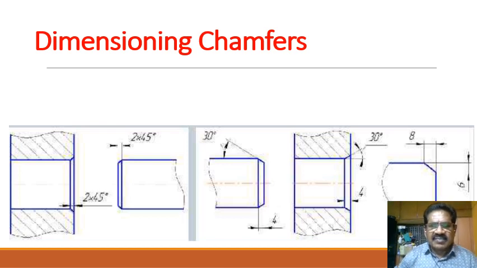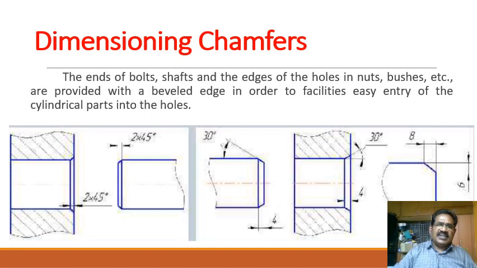Again here, if the chamfer is not at 45 degrees, you have to specify the angle. Here they have put it as 30 degrees. Generally it is 30 degrees or 60 degrees. Sometimes you can specify the distance of the chamfer instead. This is 8 mm and this is 6 mm. That is the chamfer; the angle is not given here. So this is how you dimension chamfers.